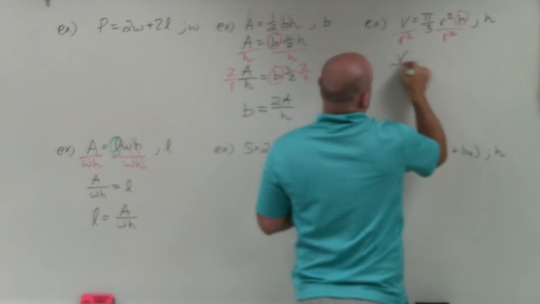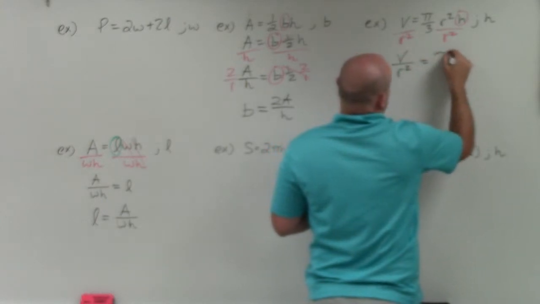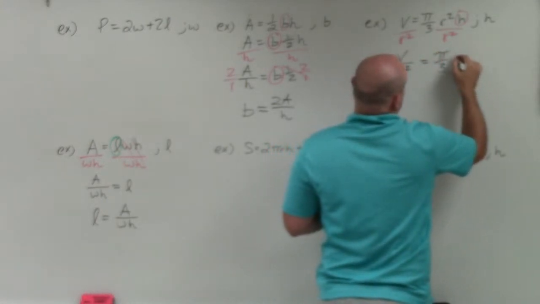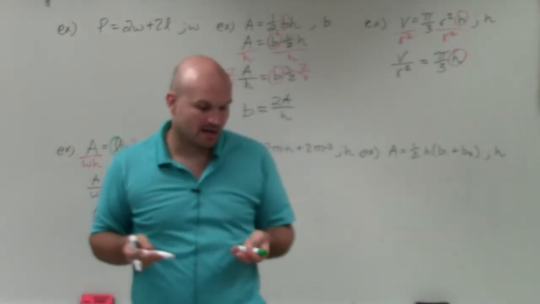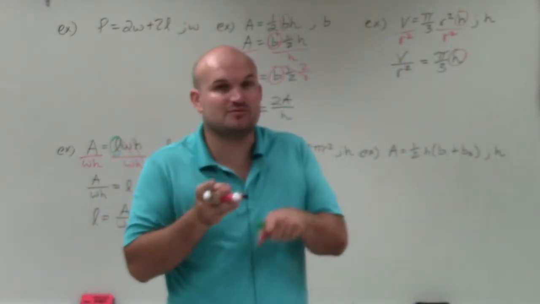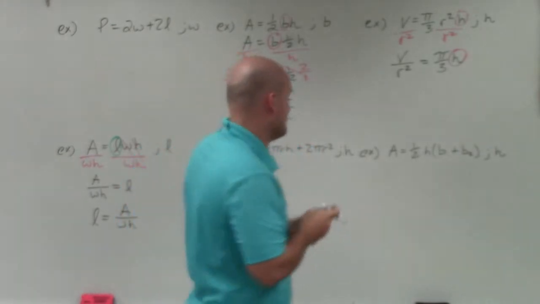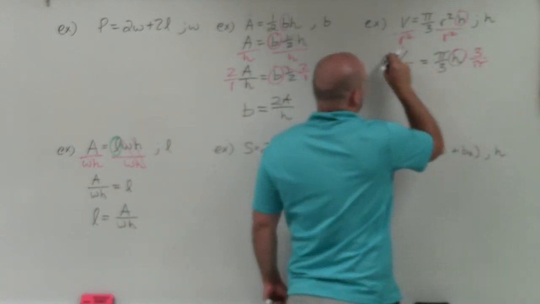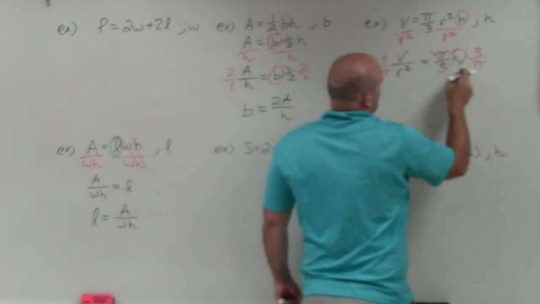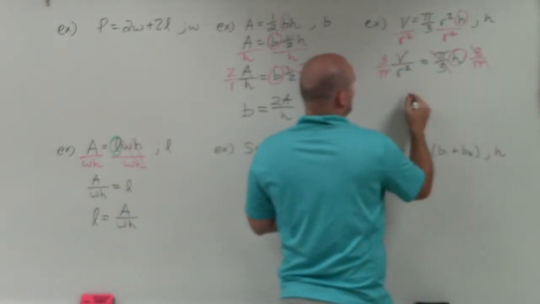Therefore, I'm left with v over r squared equals pi over 3 times h. Now, my h is being multiplied by pi over 3. Remember, the reciprocal is just flipping the numerator and the denominator. So to multiply by the reciprocal, I'm just going to multiply by 3 over pi. That now multiplies to 1, and I'm left with h.